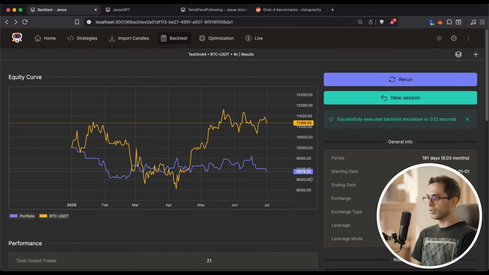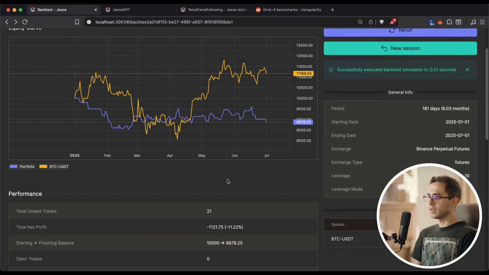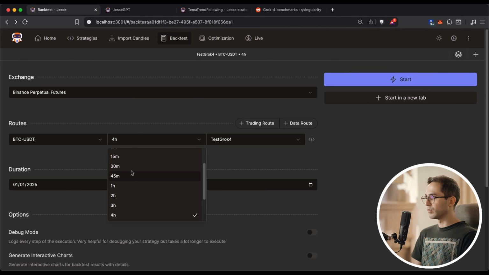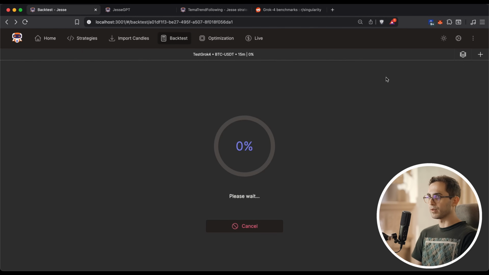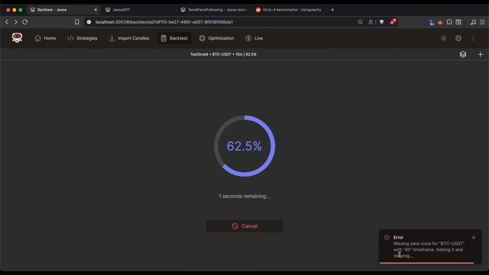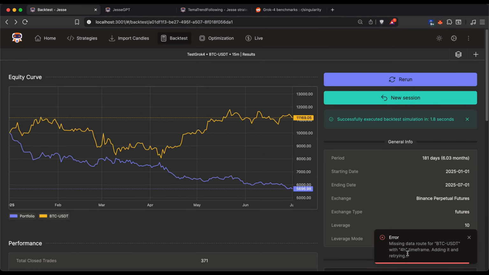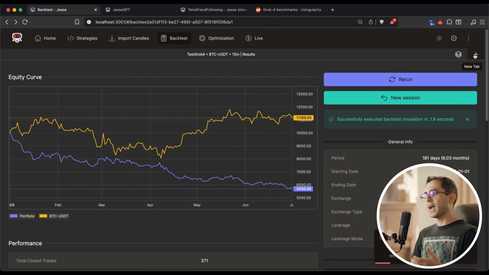And here it is. All right, so it runs just fine. It executed 21 trades. Oh, we forgot to set the time frame to 15 minutes. So if I run it again, this time we should get an error saying that we are missing the 4 hours time frame because I didn't specify it. But since this is backtest, Jesse is smart enough to take care of it for us.